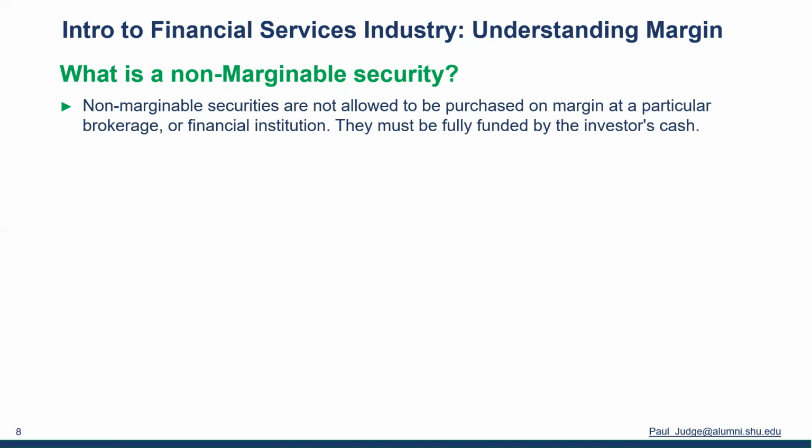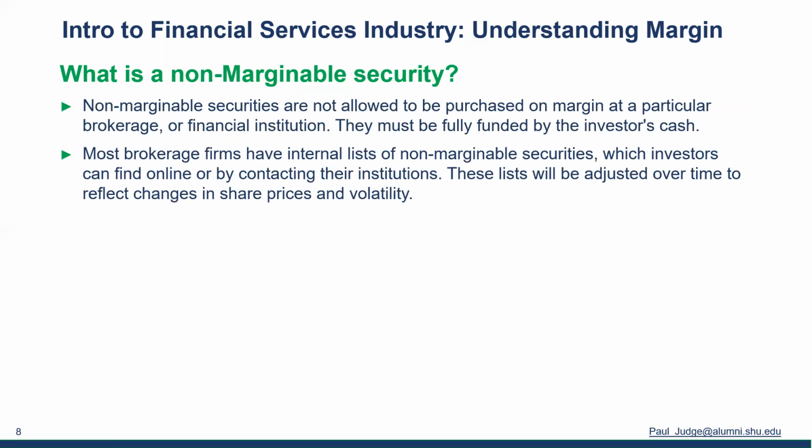What are non-marginable securities? Non-marginable securities are securities that are not allowed to be purchased on margin at a particular brokerage or financial institution. And it's going to vary from institution to institution. Different brokerage firms are going to have different rules on what they consider non-marginable. And basically, the brokerage firm says, we're not going to lend you money to buy those securities. You have to buy those all in your own cash. Most firms will have a list, maintained and updated daily, of non-marginable securities. Securities that the brokerage firm will consider higher risk, higher volatility, that they won't let you buy on margin, and they won't use as collateral for margin.